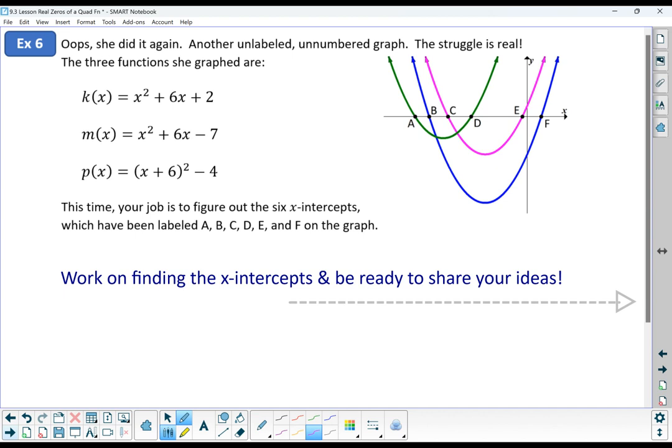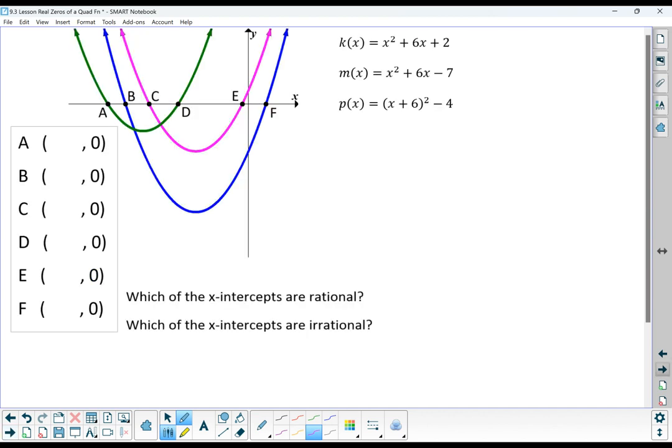This time our job is to figure out the 6 x-intercepts, which are labeled A, B, C, D, E, and F on the graph. So we're going to find those intercepts and then we can decide which one is which. Okay, let's start with p of x because it is the one that is in vertex form, and so we can solve it using a square root method.